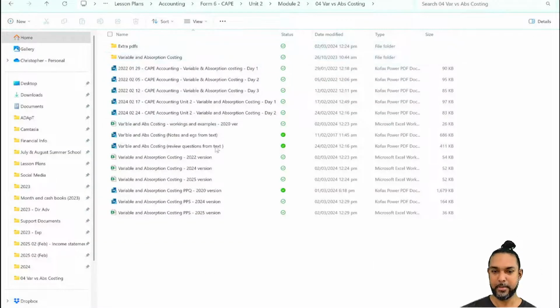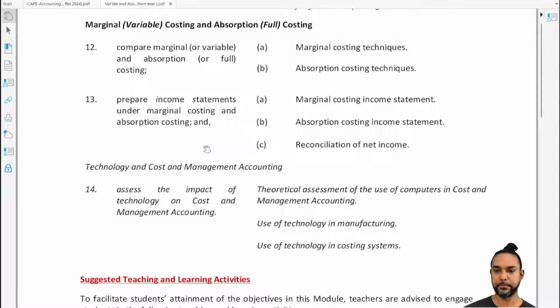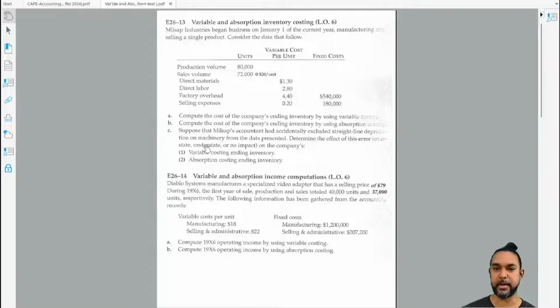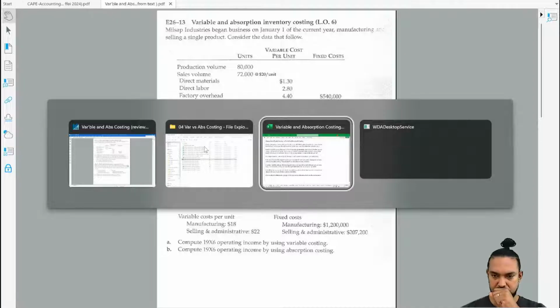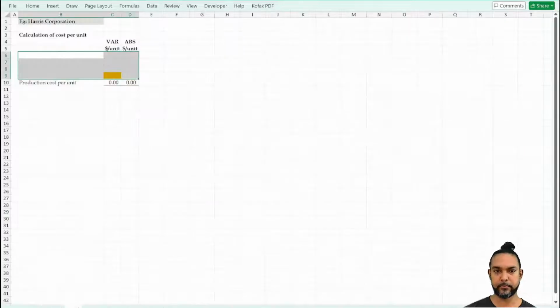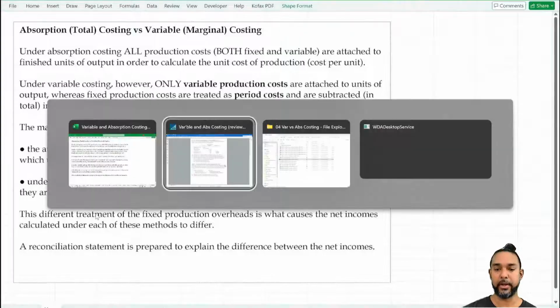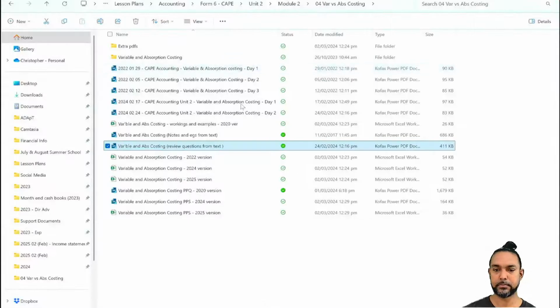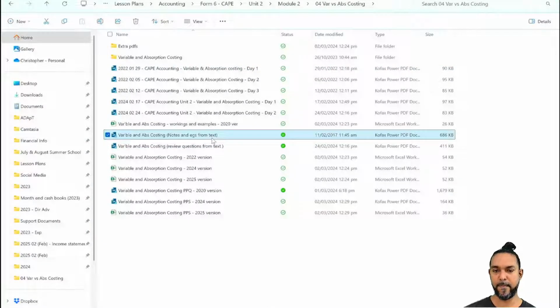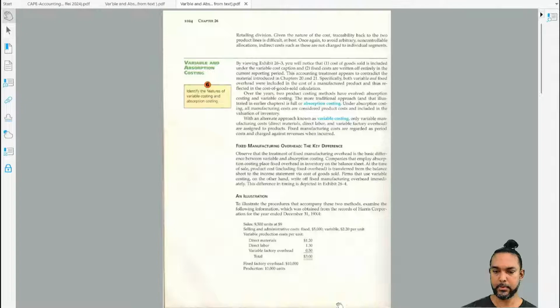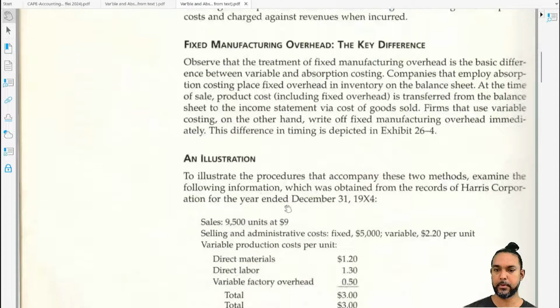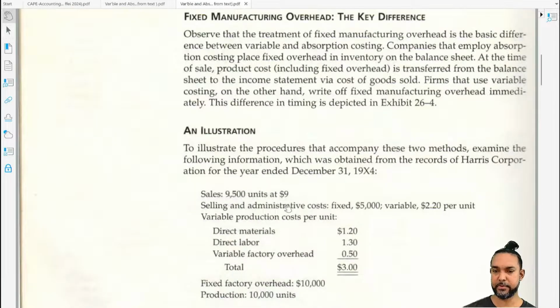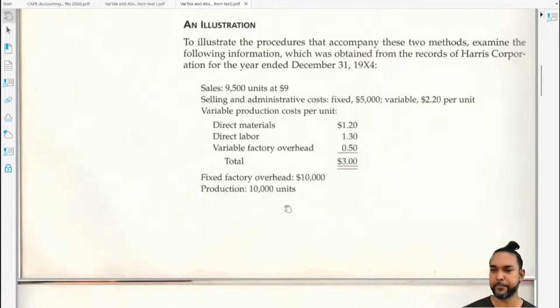Okay, PDFs, notes and examples from text, review questions from text. Right, so I think it's review questions from text. Right, who are we doing first? Harris. Oh, right, no, so Harris is the notes. Oh, where did it go now? Notes from text. Right, so I'll send you guys this PDF as well, right? So let's just take a little look at Harris, right?